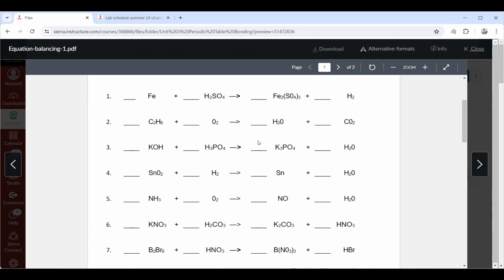Okay, so put on your inventory here. The Fe's, the H's, the S's, and the O's. So how many irons do you have? 2 times 1 is what? 2. And you have one Fe2 over here, right? So 2 and 2 then.